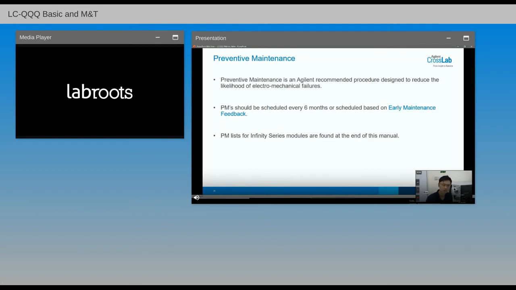This emphasizes that the PM is important, and this can be scheduled on a 6 months basis or on an annual basis, depending on your use and your needs, right? And we have a PM list for that.